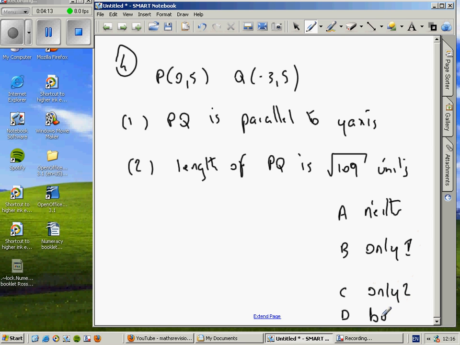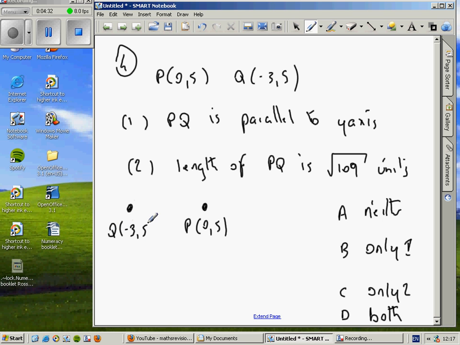Both statements are true. Well, if we plot the points, P is (0, 5) and Q is (-3, 5).